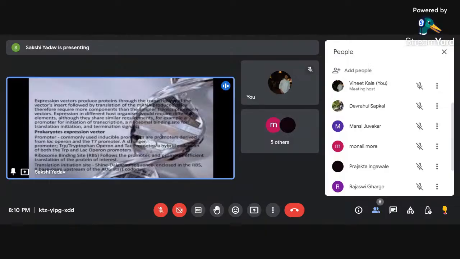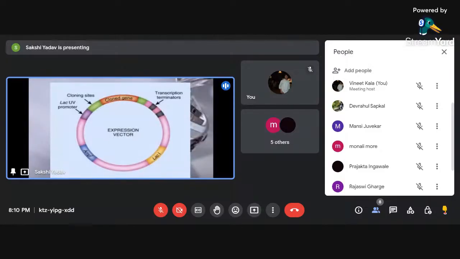So in prokaryote expression vectors, as we can see in the diagram, there is a cloned gene and AMP, which is the ampicillin resistance gene of the pBR322 plasmid.